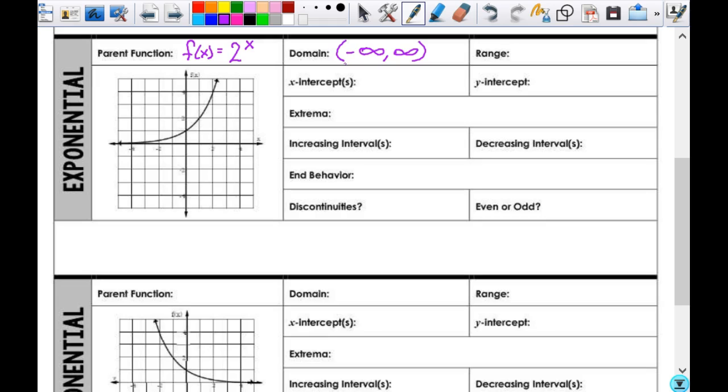What about our range? Is it 0 to infinity? Because we can't have a negative. No matter what power you take 2 to, it's not going to make it negative. So 0 to infinity. I never include my infinities. Do I include the 0? No, because I'm never actually going to make it there, right?